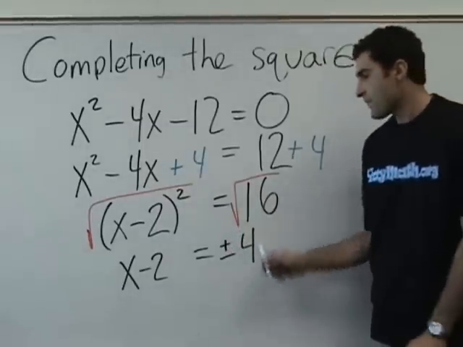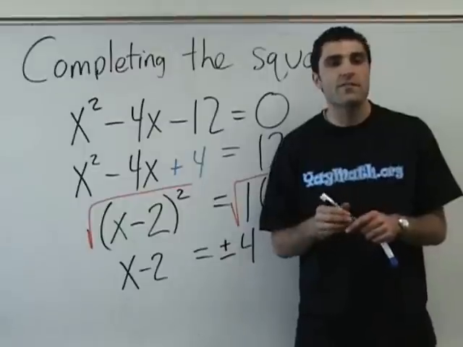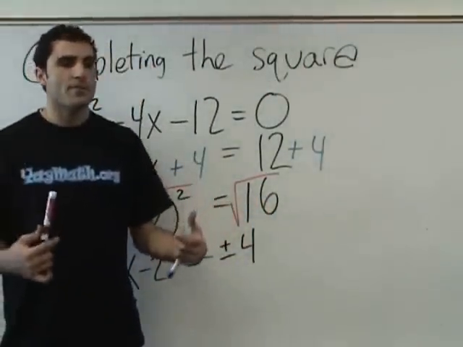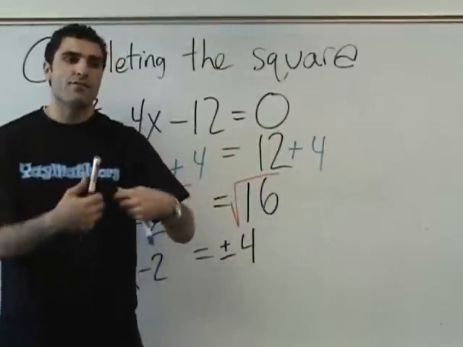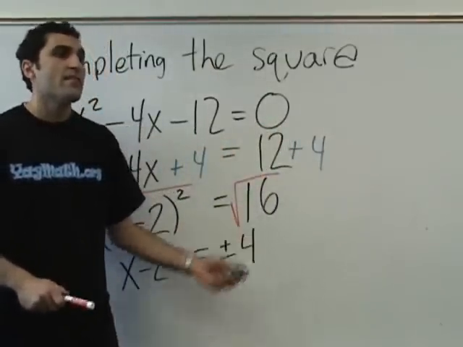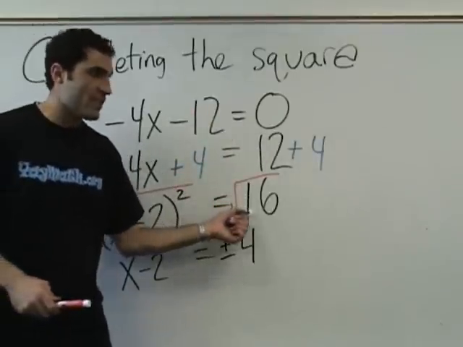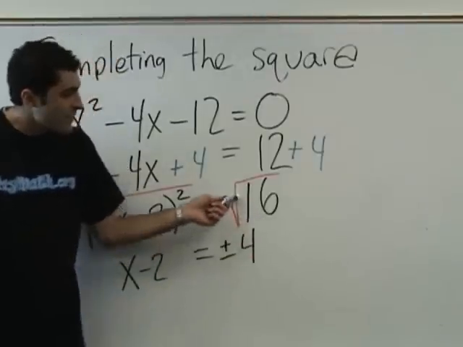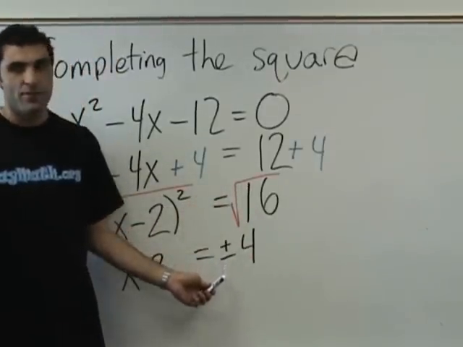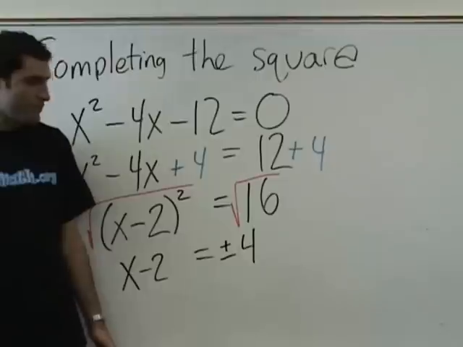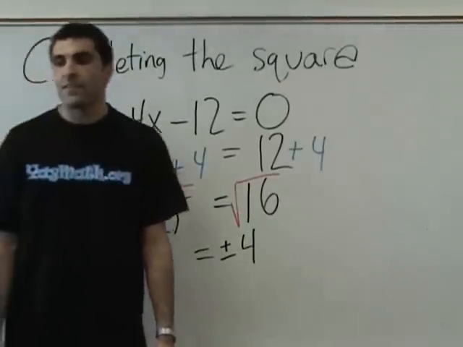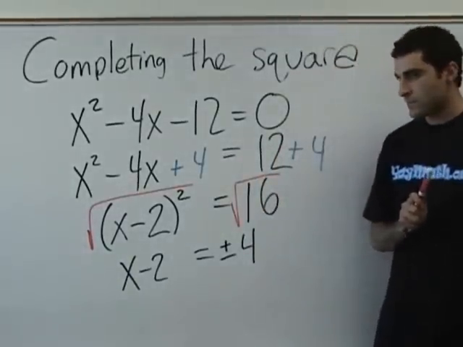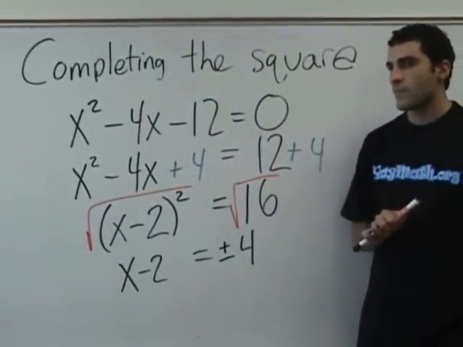Real quick explanation. I know before you've learned that square root of 16 is 4. That's true. But square root of 16 means what two numbers multiplied together, times itself, if you will, equals 16. 4 and 4 multiply to make 16. And negative 4 and negative 4 also multiply to make 16. So this has two answers, plus 4 and minus 4. There's two answers to square root of 16, 4 and negative 4.